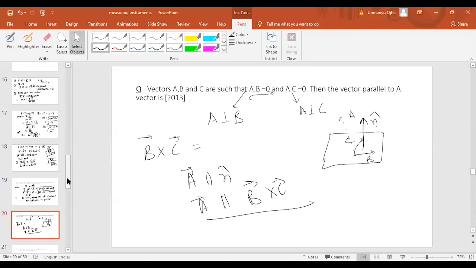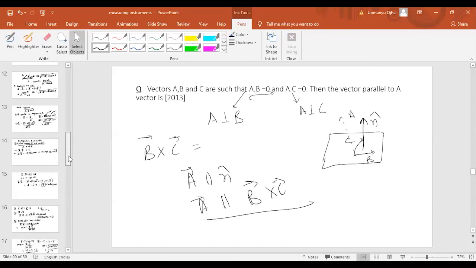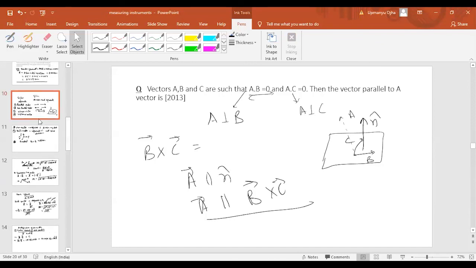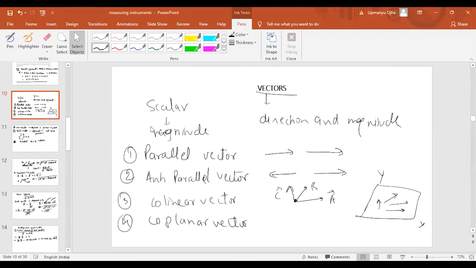Tenth slide is this one. This is simply the introduction of vectors. Parallel vectors are those vectors which have the same direction. Anti-parallel means different, opposite direction. Collinear means they start from the same point. Coplanar means if we take a plane, then all the vectors lie on the same plane.